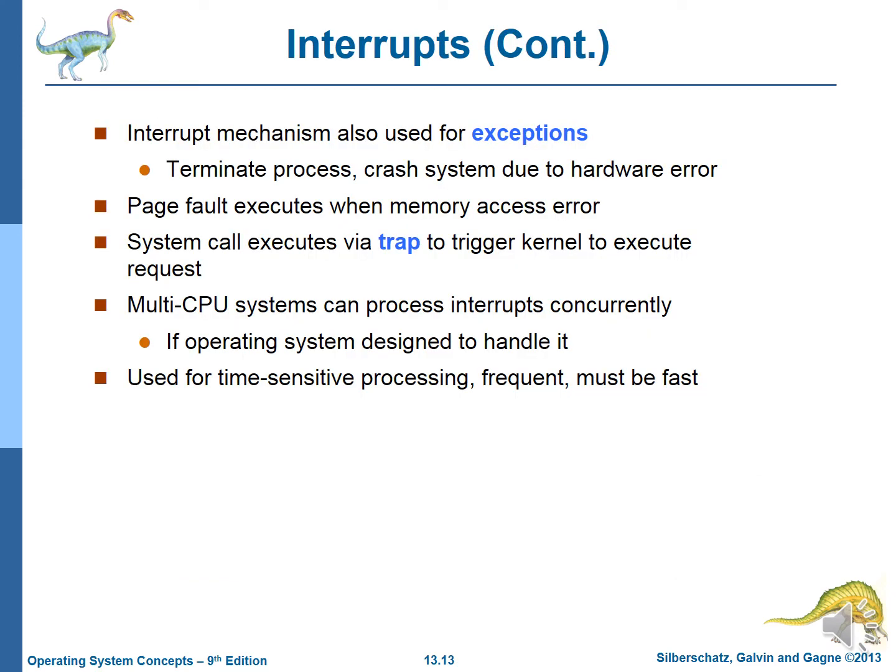The interrupt mechanism is also used for exceptions. For example, terminating the process or crashing the system due to a hardware error. A page fault executes when there is a memory access error. A system call executes via a trap, which is one of the non-maskable interrupts. A multiple-CPU system can process interrupts concurrently, if the operating system is designed to handle it. It is used for time-sensitive processing, which is frequent and fast.